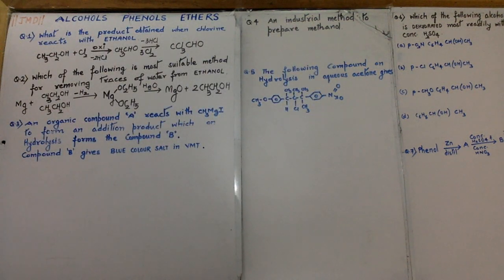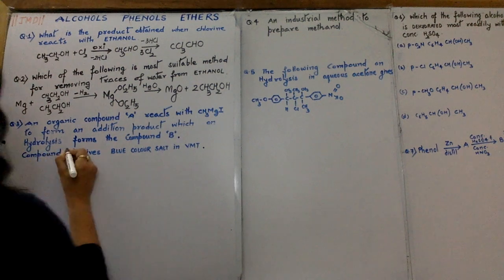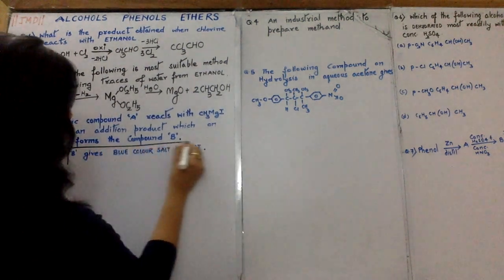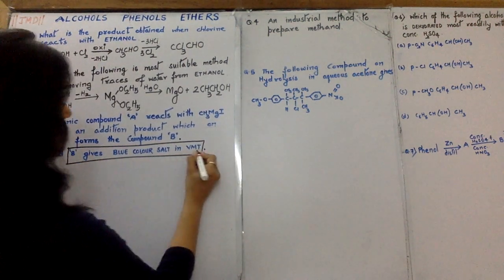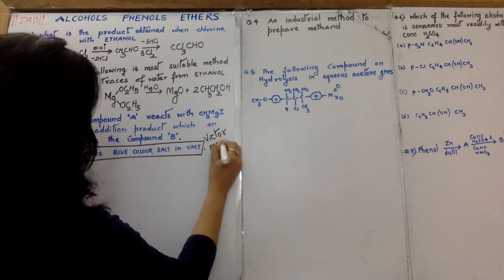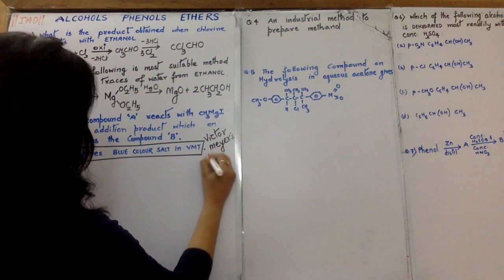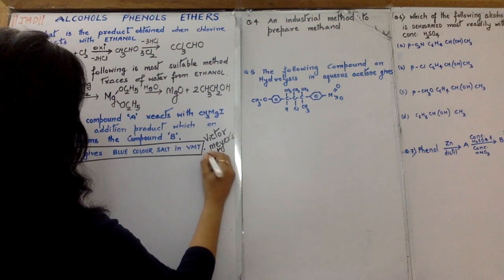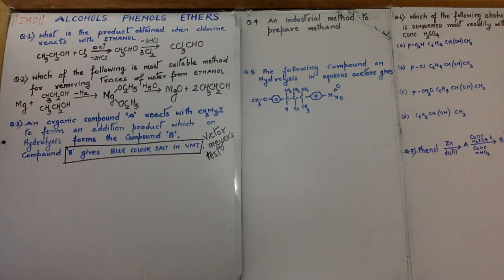Next question. An organic compound A reacts with CH3MgI to form an addition product which on hydrolysis forms the compound B. Compound B gives blue color salt in VMT. VMT is Victor Meyer's test. Victor Meyer's test.